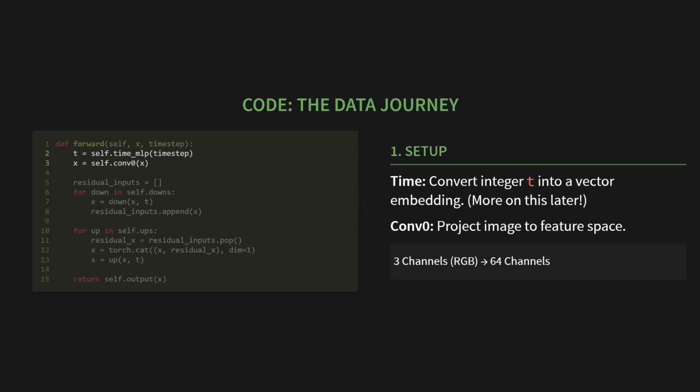More on that later. Then, x = self.conv0(x). This is an initial convolution that just projects our image from 3 RGB channels into a much bigger feature space, in our case, 64 channels.